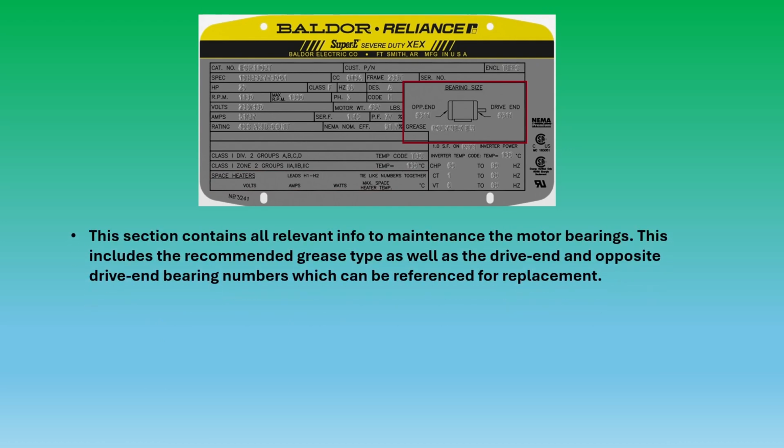In this section, it contains all relevant info to maintenance the motor bearings. This includes the recommended grease type, as well as the drive-end and opposite drive-end bearing numbers, which can be referenced for replacement. So if you got a bad bearing, you can look on the nameplate and say, oh, I got a bad drive-end bearing. That's a 6311. That's a standard SKF bearing number. You can go order a bearing and replace it.